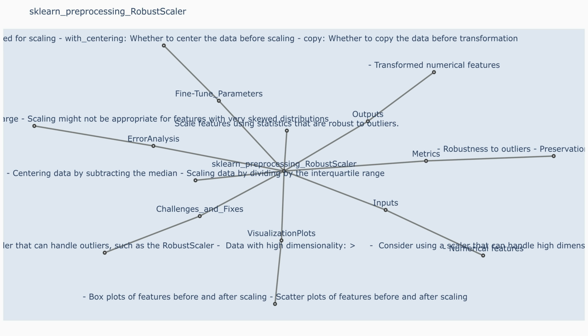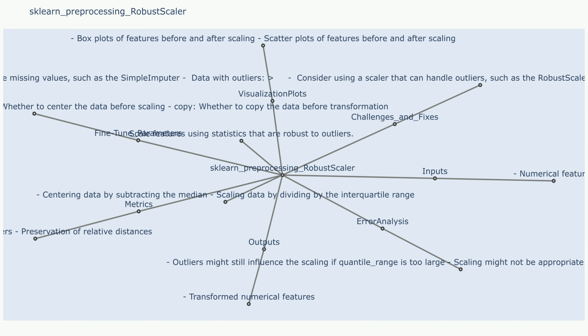sklearn.preprocessing.RobustScaler. Description: RobustScaler transforms features by removing the median and scaling the data according to the quantile range. This method is less prone to outliers in the data than the standard scaler.